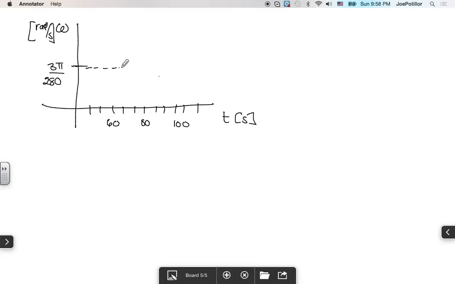So here we go. Something like that. Then from 70 on, with a little dashed line like that, from 70 to 100, it's 0. And so we draw it on the line.